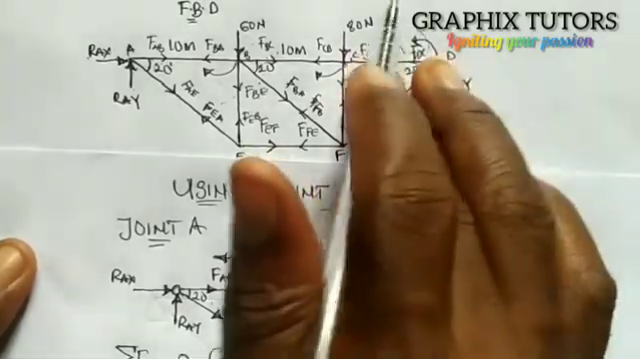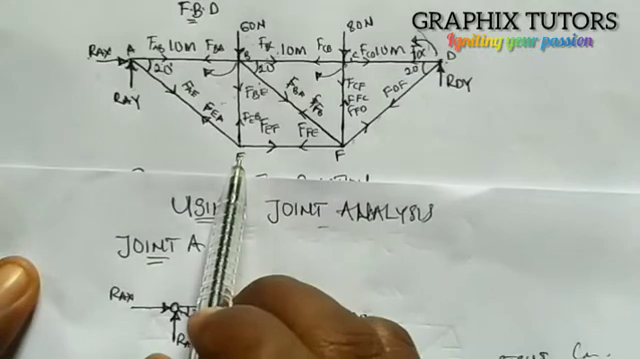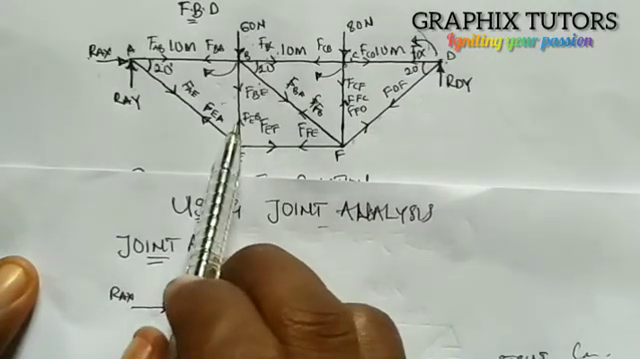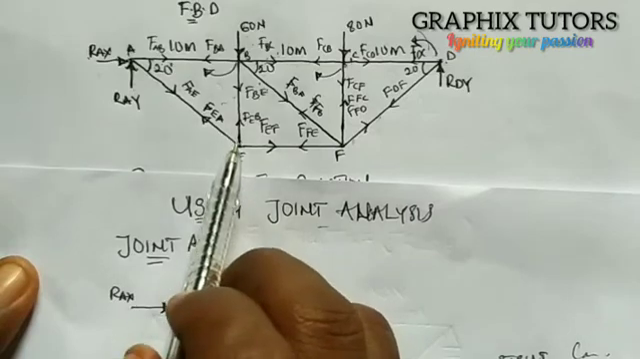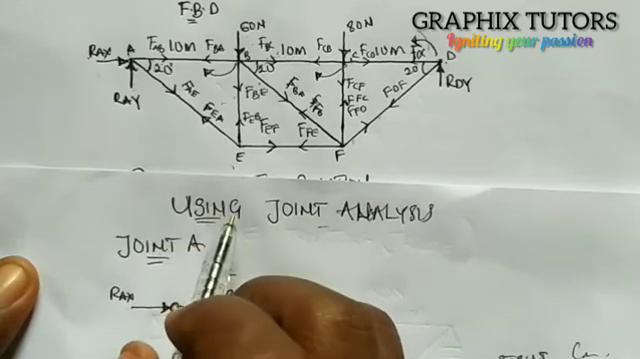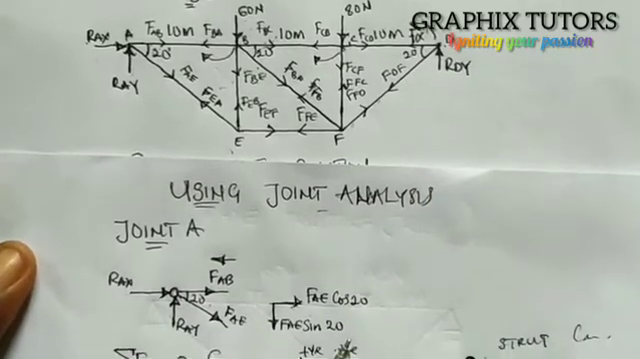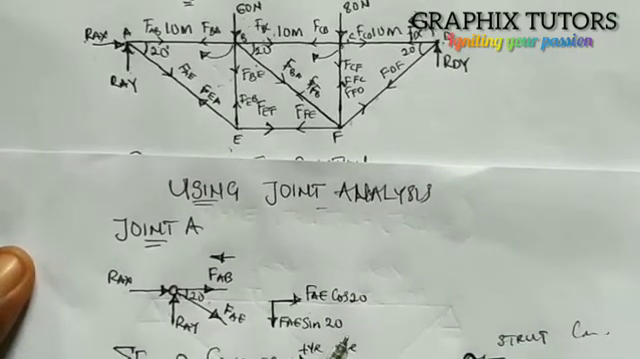Or if I like, I can also come and use my joint E, because I don't only know these two here. I will together. So I can use my joint E if I want to. So let's proceed. I'll come to joint D. You can start from any joint as long as you have at least 2 unknowns, not more than 2.